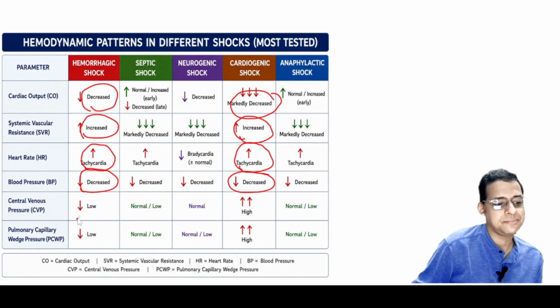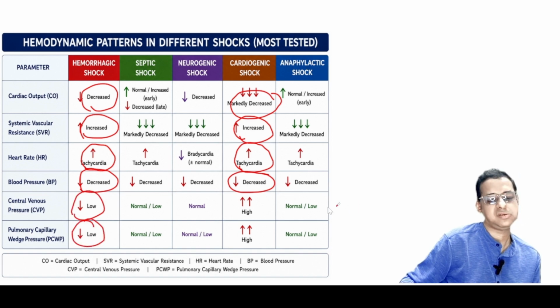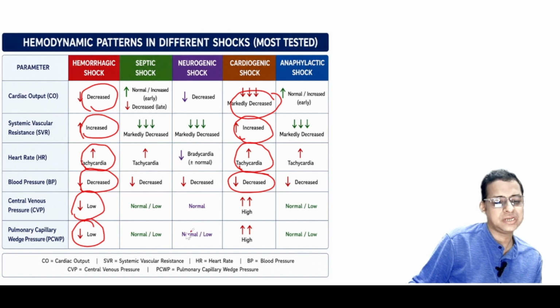But ultimately central venous pressure in trauma is usually low, and pulmonary capillary wedge pressure is also low. Okay, and in cardiogenic, the central venous pressure is high and pulmonary capillary wedge pressure is high. So these are the differences between hemorrhagic shock and cardiogenic shock.